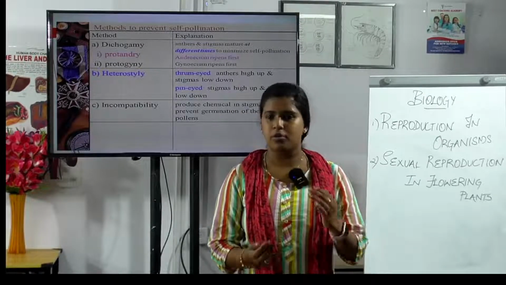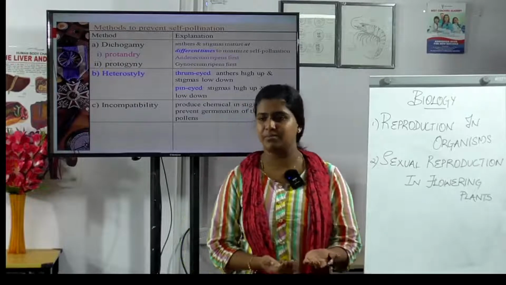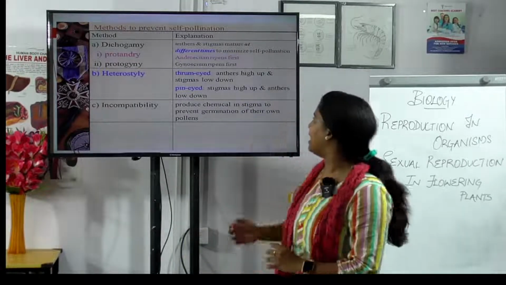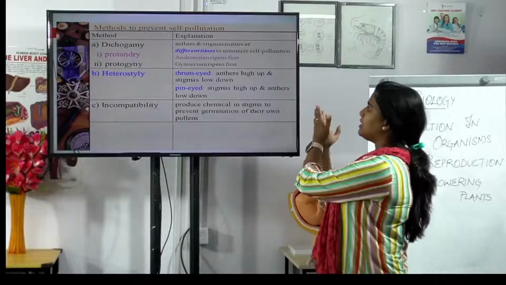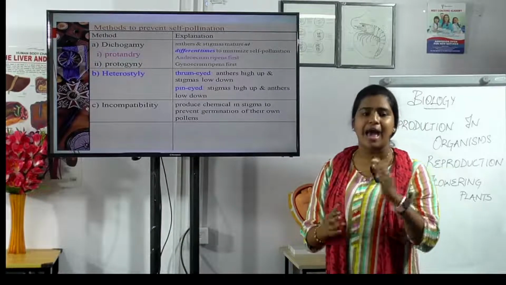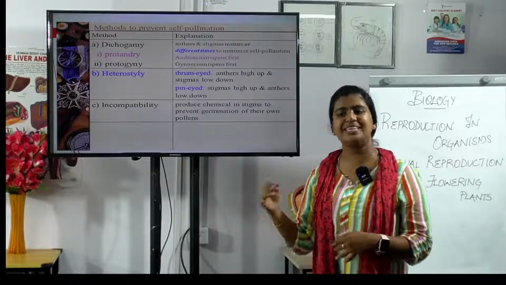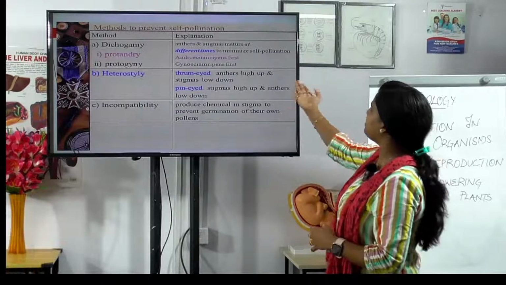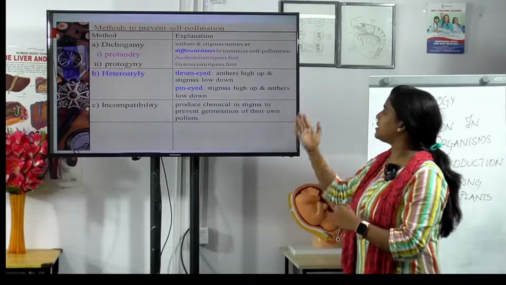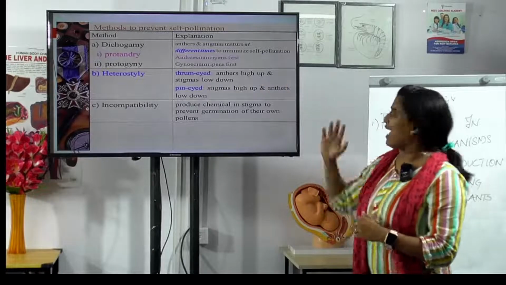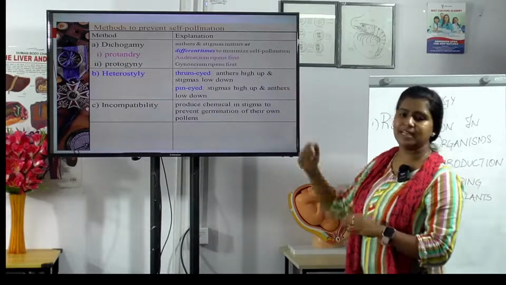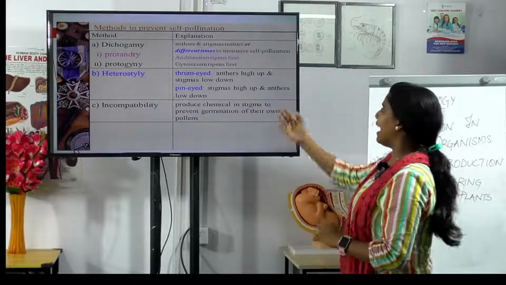Okay, so to avoid such conditions they have developed some methods to prevent it, and there are 3 types. The first one is dichogamy. In dichogamy, the anther and stigma don't mature at the same time but mature at different times. When the androecium matures first, it is called protandry, and when the gynoecium ripens first, it is protogyny.